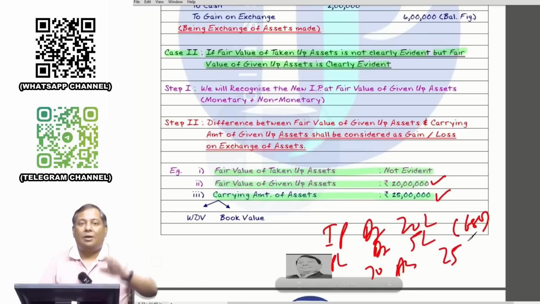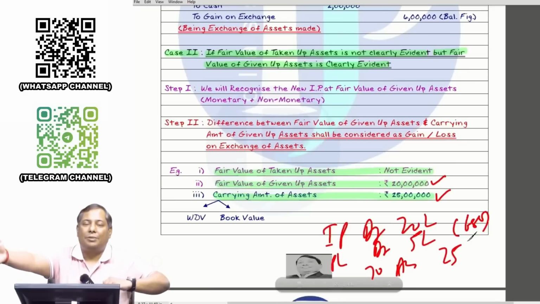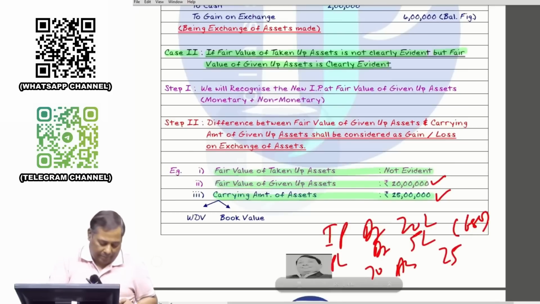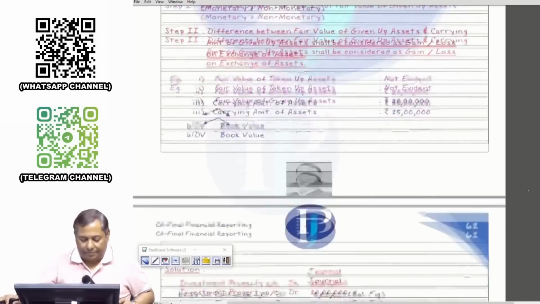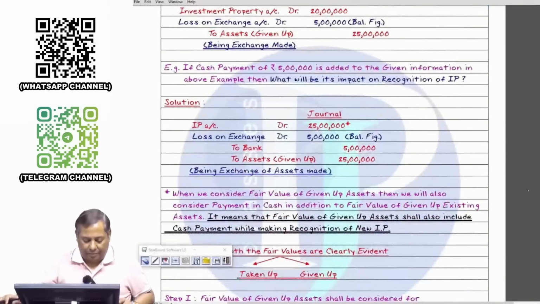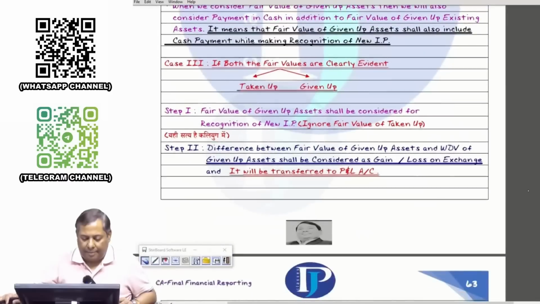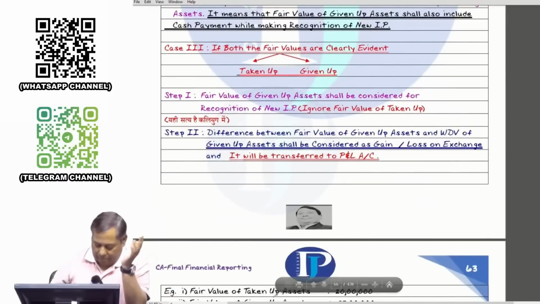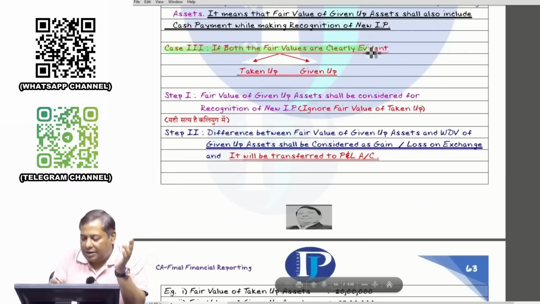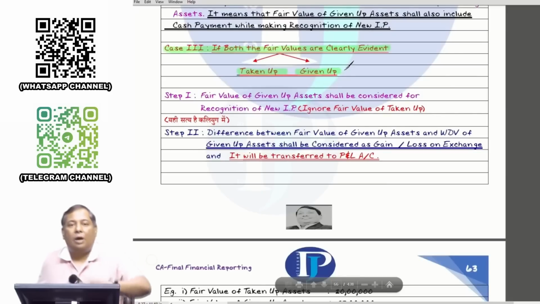We saw one more case. You know the fair value of the asset that is coming and the asset that is going, both are evident. Look, third case. See this example in your copy. Third case: if both the fair values are clearly evident, you know both fair values, taken up and given up, then your study mat says refer to given up.